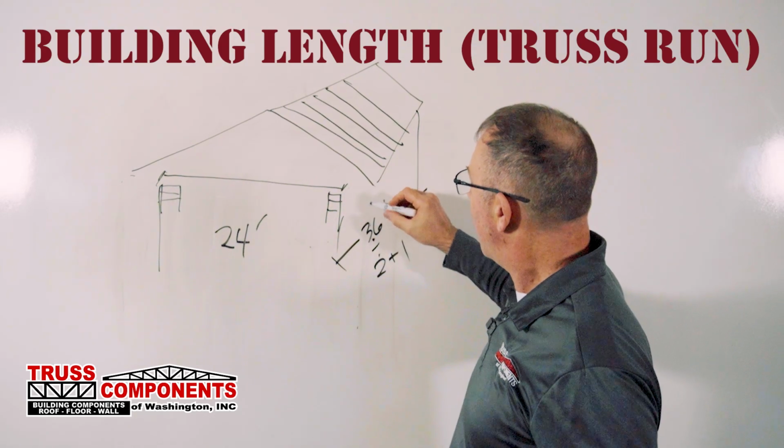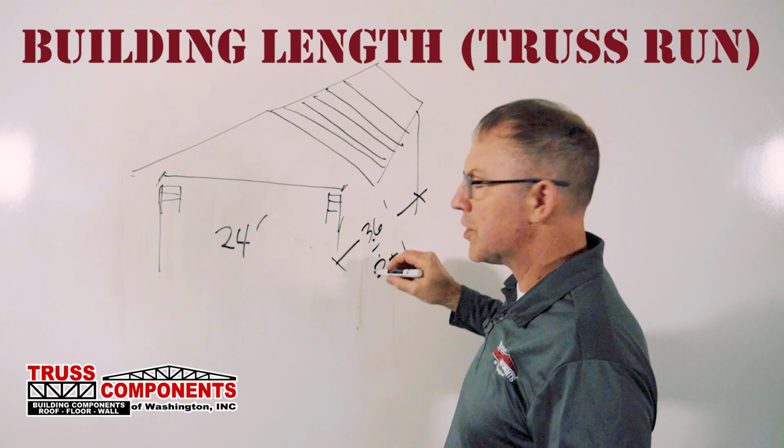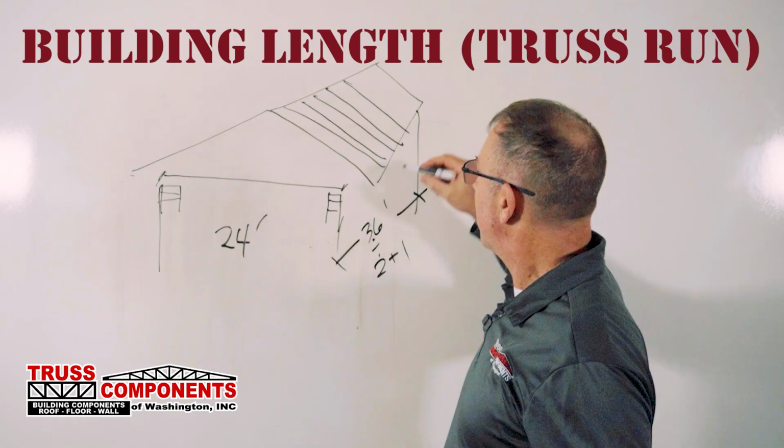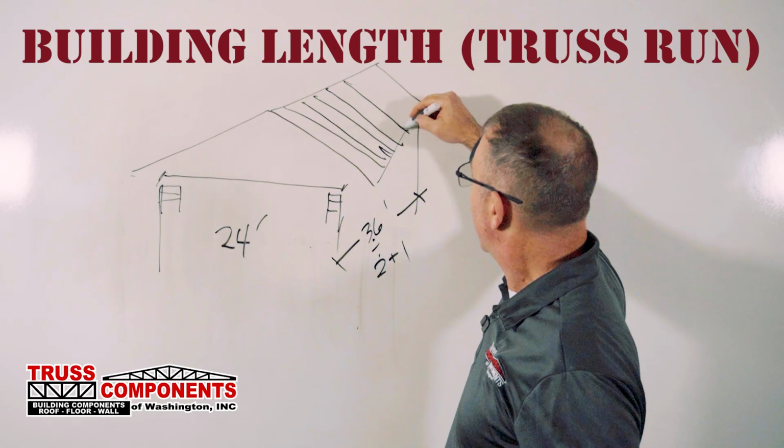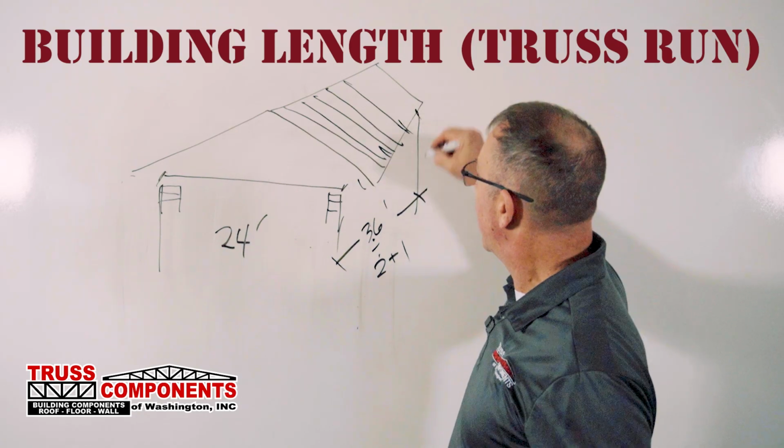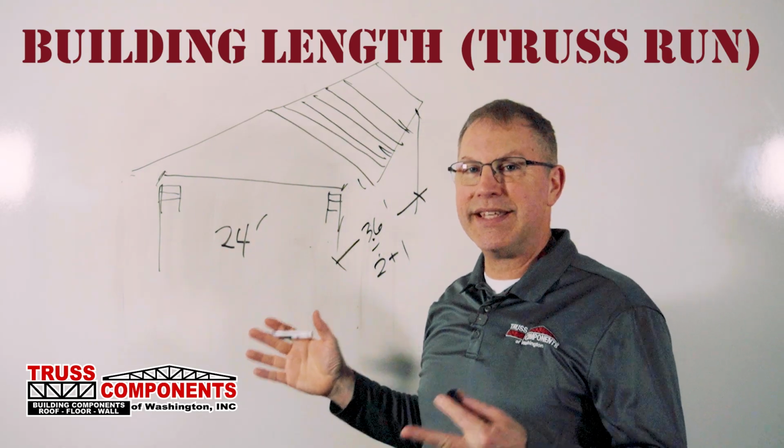But if this was a pole building, for instance, and the trusses were 12 feet on center, then we're going to end up with a pair at 12 feet, a pair at 24 feet, 1 at the front and 1 at the back, and so we're only going to need 6 trusses.